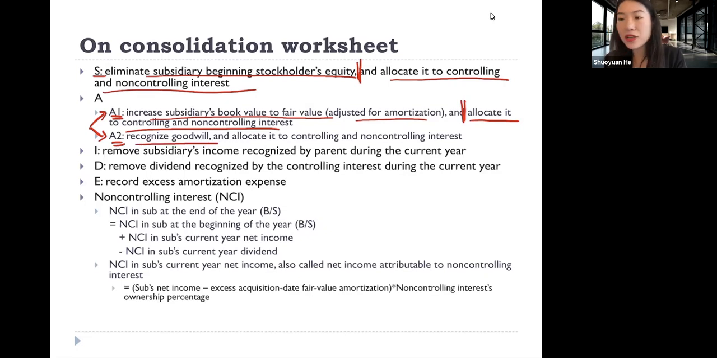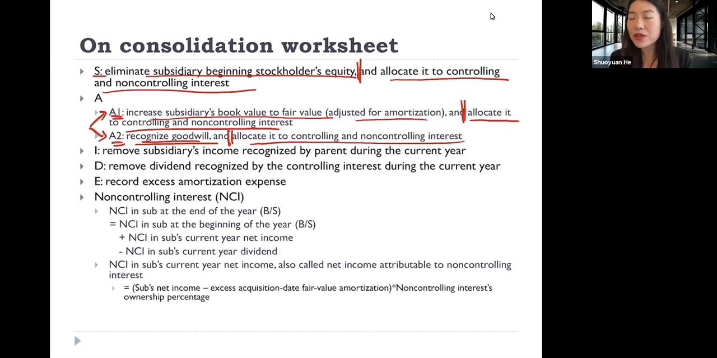A2 is to recognize goodwill. It used to be that in A, we took care of both the markup of the subsidiary's book value to fair value and the recognition of goodwill in one consolidation entry. But now, when we have non-controlling interest, we separate it into A1 and A2. A1 takes care of the difference between book and fair value, and A2 is specifically for recognizing goodwill, also allocated to controlling and non-controlling interest.